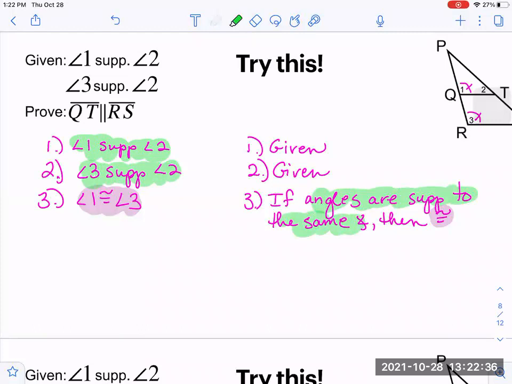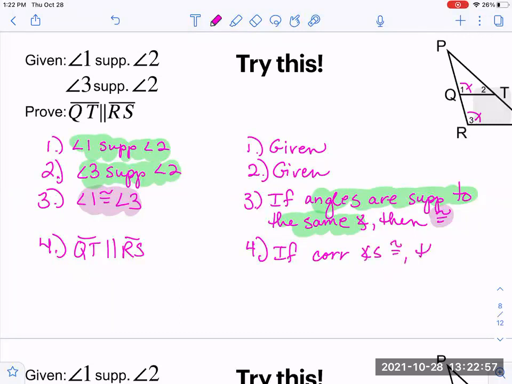Okay, so we do have a proof summary. Next, I know angle 3 is congruent to angle 1. Therefore, I know that QT is parallel to RS. Why? If corresponding angles are congruent, then lines are parallel. And we are done. And you can see how the if-then statement looks up in your statements. Okay, thumbs up, thumbs down on this.